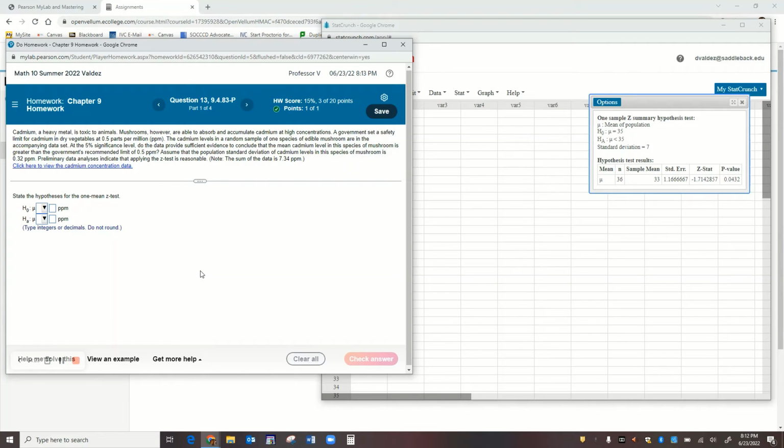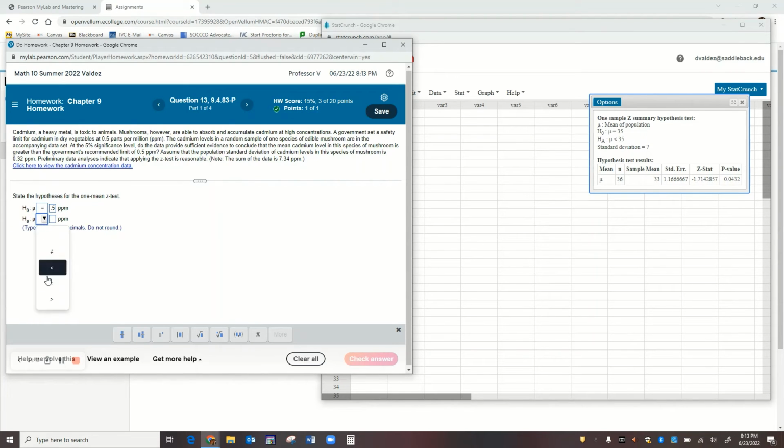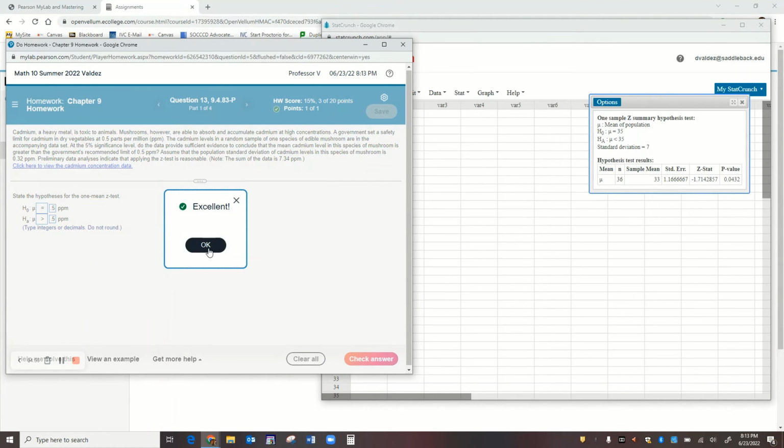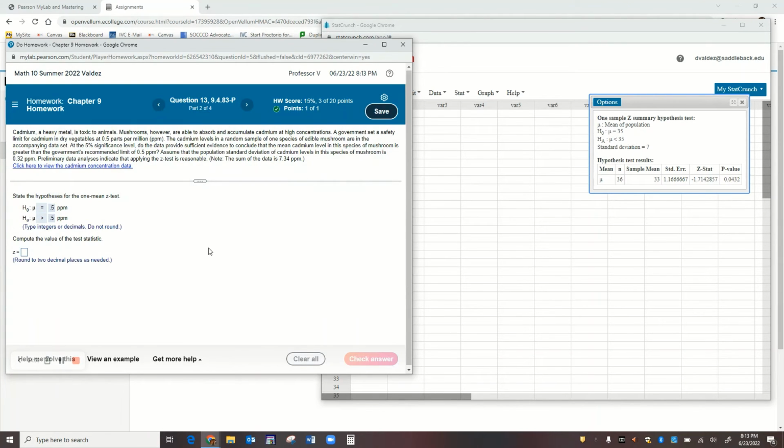So first, we're just going to state the hypotheses, okay? Null always will include equality. And the limit is 0.5 parts per million. 0.5. Alternative, that's when I raised my voice and read it all slowly. Is there sufficient evidence to conclude that the mean cadmium level is greater than the government's recommended limit? So right there, alternative is going to be greater than. Always keep the number the same, okay? You're not going to switch it from the null to the alternative. Doesn't happen.